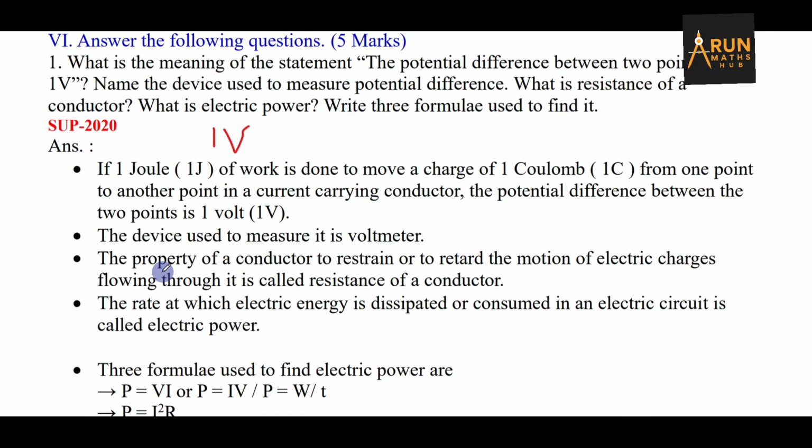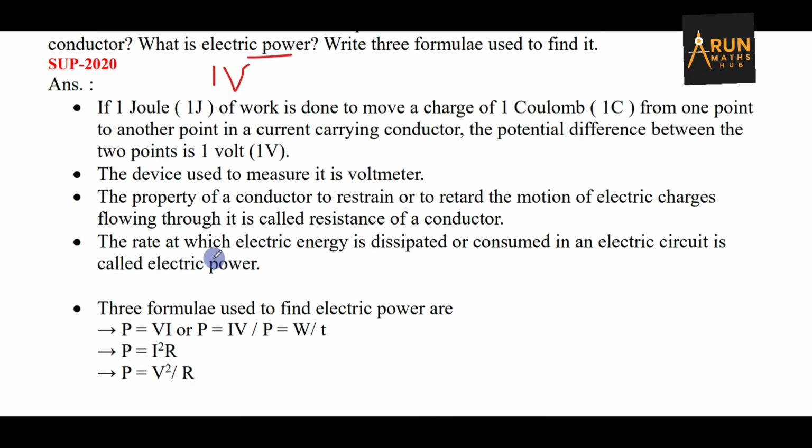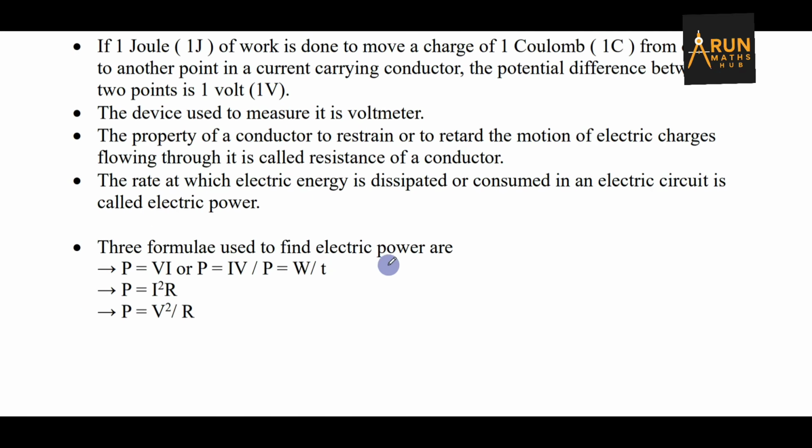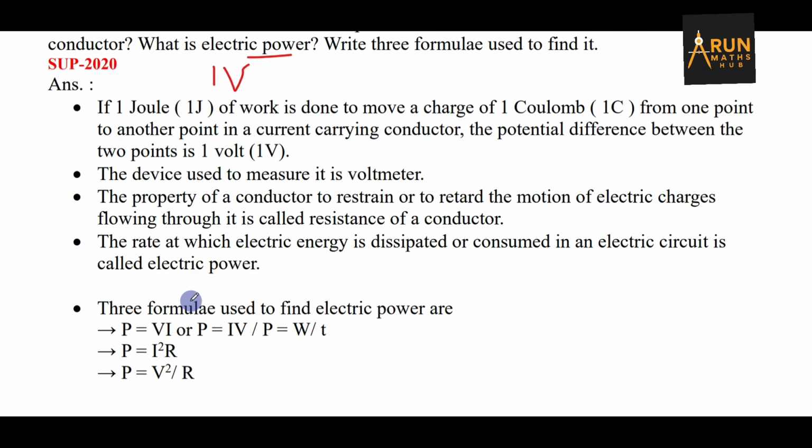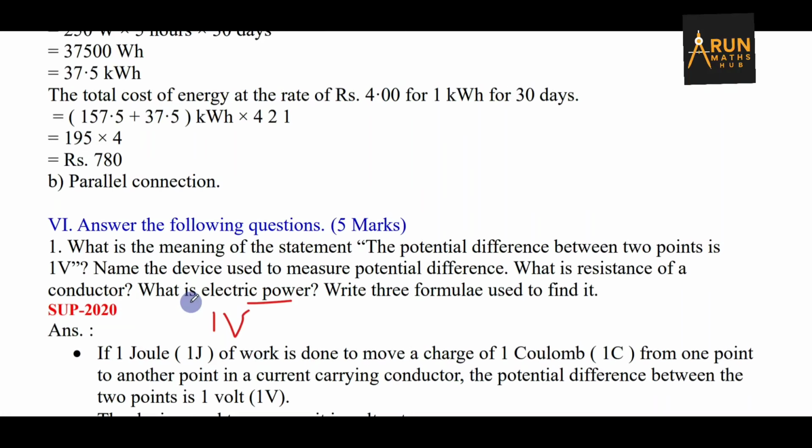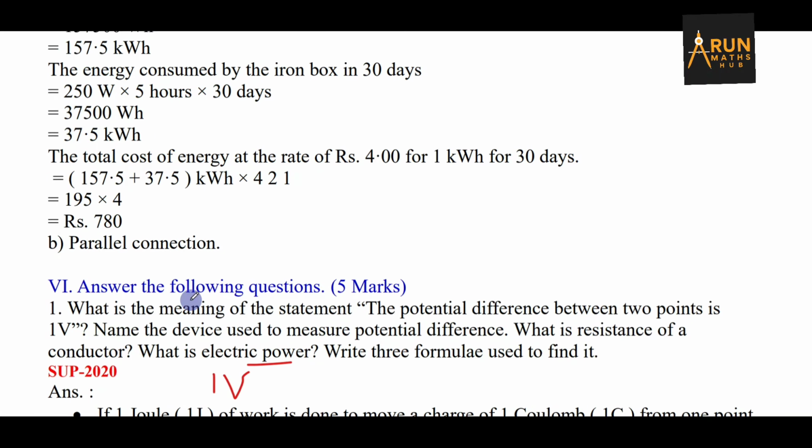What is resistance? The property of a conductor to restrain or retard the flow of electric charges through it is called the resistance of a conductor. What is the definition of electric power? The rate at which electric energy is dissipated or consumed in an electric circuit is called electric power. What are the 3 formulas used to find out the electric power? P equals VI, or P equals W by t, P equals I square R, P equals V square by R. Dear students, these are the important questions from the unit electricity.